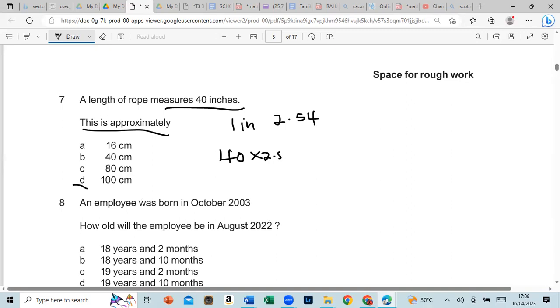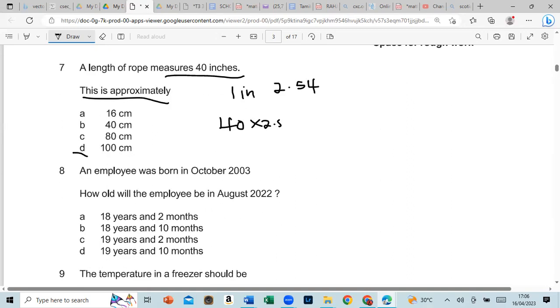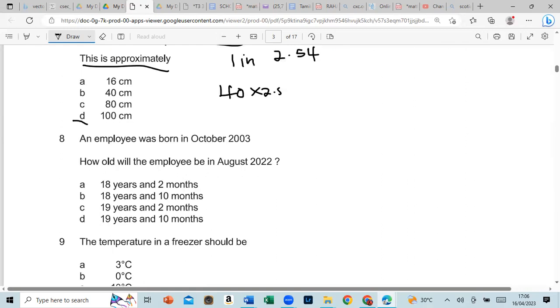We're going to do stage 3 next day also. An employee was born in October 2003. How old will the employee be in August 2022? Sir, can I attempt that question, please? Go ahead, anyone can. B.